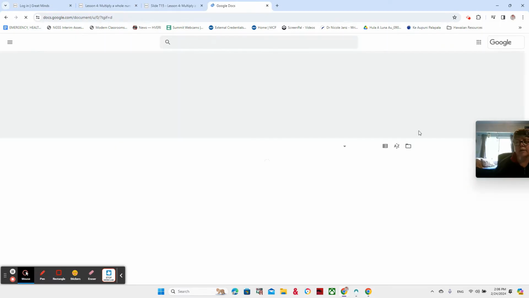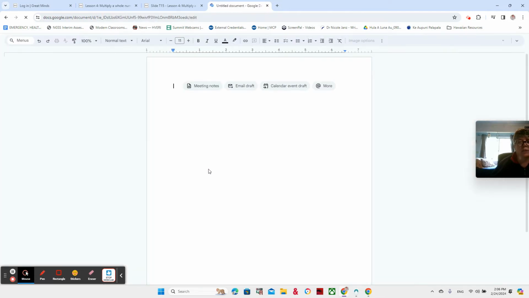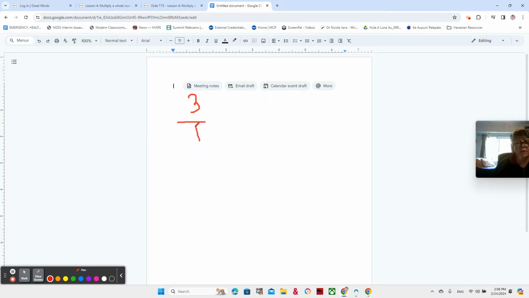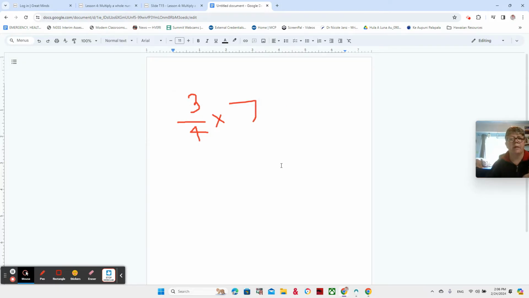All right, and you are going to write down the notes in your book on page 31 or 32. And we are going to be looking at 3/4 times 7. We got this stuff that Google Docs just puts at the top nowadays. Can we just get rid of it? There we go. Okay, 3/4 times 7.